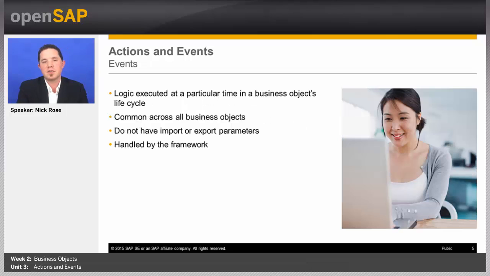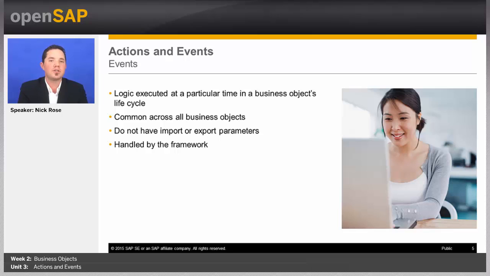An event is something that's common across any business object in the application. So actions are specific to one object, events are common to all. They are executed within the life cycle of a particular object. They're predefined by the framework, so we cannot create new events. We can define coding for these events for any business object, whether it's standard or a partner object. But we will never be able to say that here's a new event, unlike actions where we can create a new one.